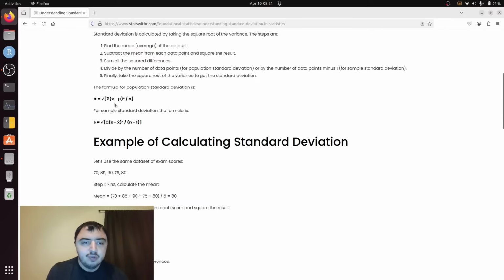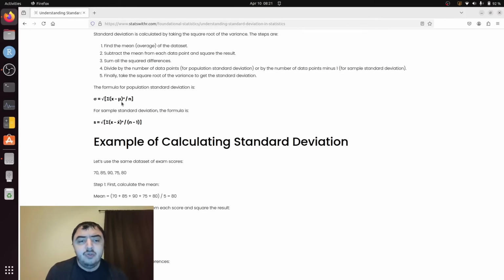So you have the sum of the values minus the mean of those values, squared, divided by n. Notice that's a mu, not an x bar, because this is a population. If you are calculating a population standard deviation, you have the population mean. So that's why it's mu and not x bar.